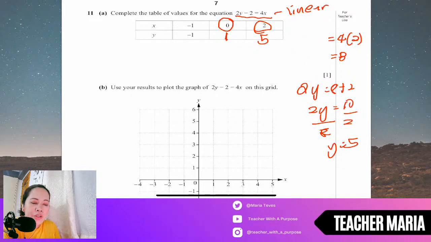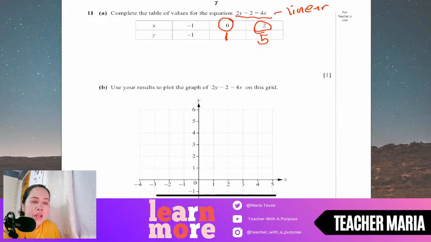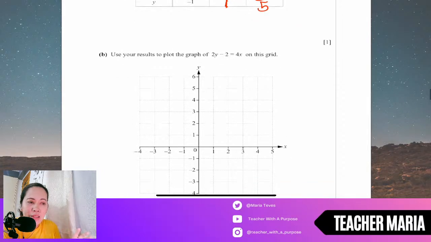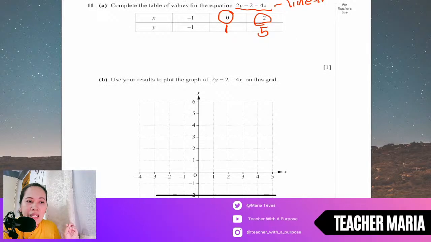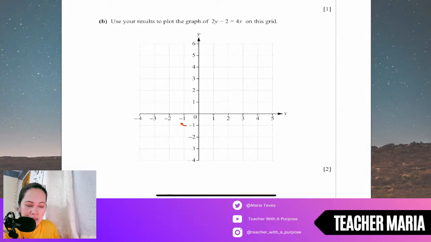All right. So you will have when x is negative 1, y is negative 1. When x is 0, y is 1. When x is 2, y is 5. Then you get the complete answer for this question. Now, the second part of this is you are asked to plot. Since you're asked to plot, you just need to refer back to your table. So if x is negative 1, y is also negative 1. So you locate x negative 1, y is negative 1.